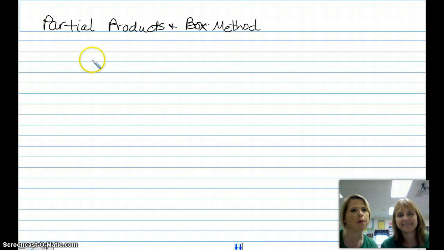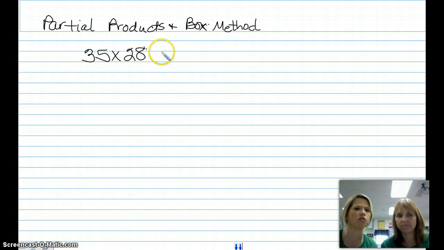All right. So partial products and the box method. When we multiply, I'm going to do an example such as 35 times 28. I think you would agree that we were taught totally different than what kids are learning in today's world, and it's because we want them to know about number sense and what's really happening with the numbers.